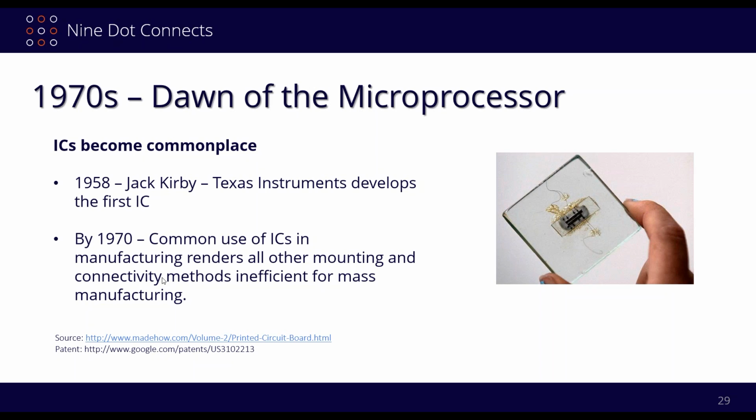And by the 1970s, ICs were very commonly used in manufacturing. Anybody who wasn't using a printed circuit board at that point in time was in big trouble, because with the number of components and the complexity of your devices, it was becoming too difficult to do things by soldering wires onto resistors and capacitors and other discrete components.